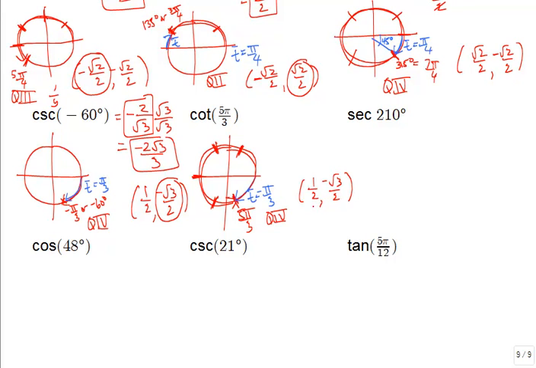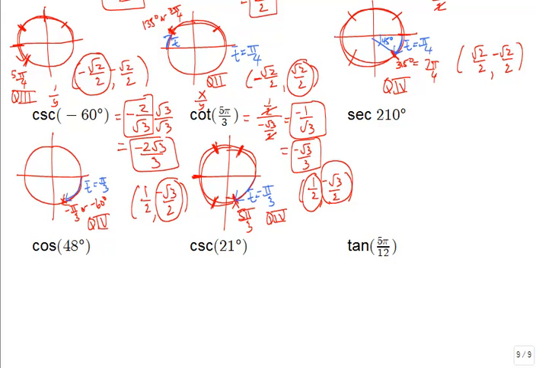Now cotangent is the reciprocal of tangent. Normally tangent is y over x, so cotangent is going to be x over y. So we're going to take this x value, 1/2, and we're going to divide it by this y value, negative root 3 over 2. The 2's on the bottom cancel out, so this is negative 1 over root 3. I'm happy if you leave it like that, but if you rationalize the denominator, it's also the same as negative root 3 over 3.